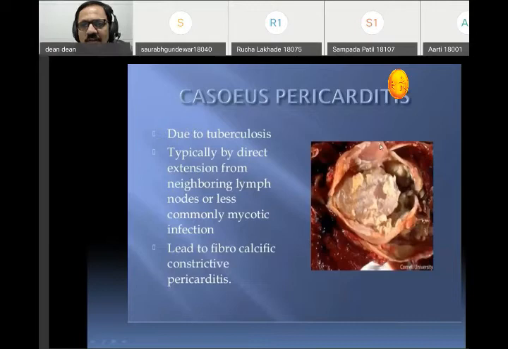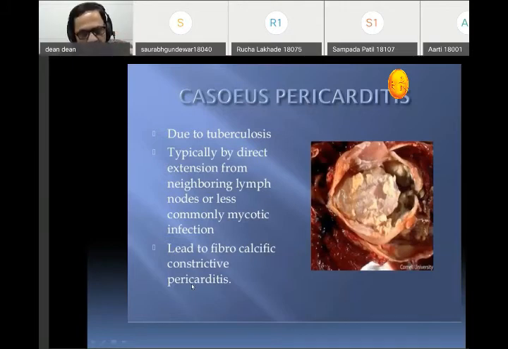So here you can see these are the pericardial layers. You can see this is the caseous material that can be seen here. So this is a cheesy caseous material. It is because of tuberculosis. It is typically because of direct extension from the neighboring lymph nodes. As you know, in tuberculosis, lymph nodes are very commonly involved. So from this lymph node, the infection goes to the pericardium. It will lead to caseous type of pericarditis. Again, these are the complications. It will get organized, it will get calcified, and it will form a chronic constrictive type of pericarditis.